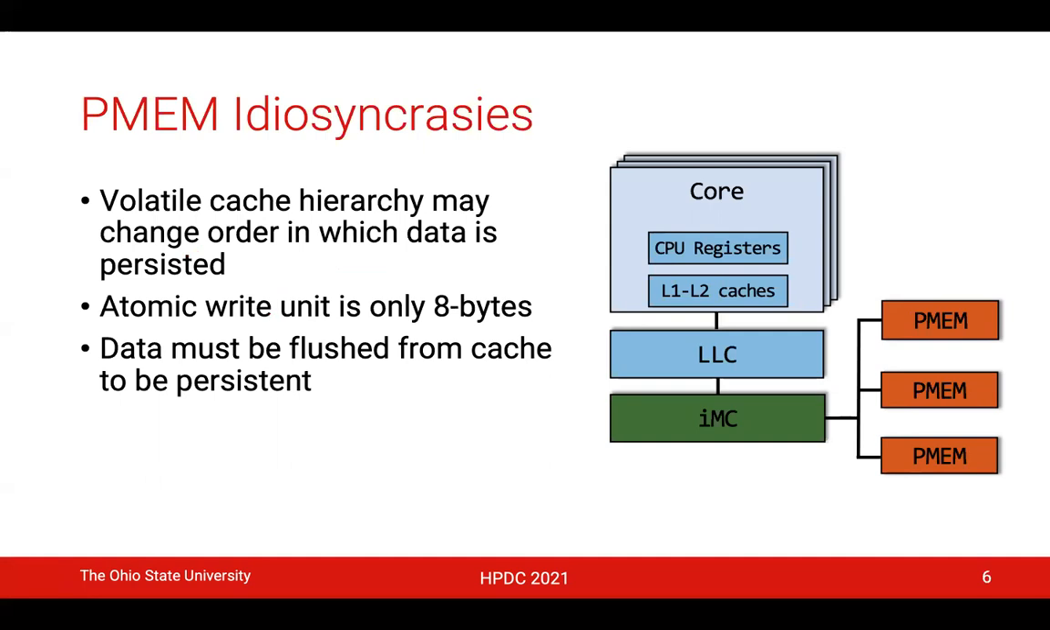It may change the order of stores from what's desired and only provides 8-byte atomicity. So data must be explicitly flushed from the cache to be persistent. And these issues result in complex designs for storage systems, which although provide crash consistency, often slow performance. So managing persistent memory idiosyncrasies is hard.